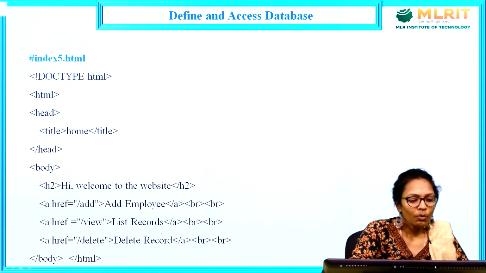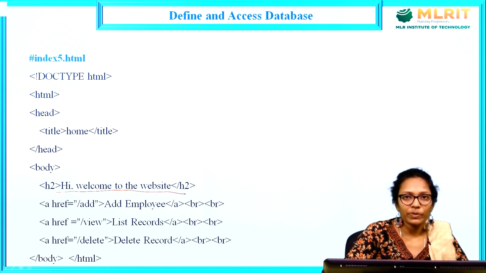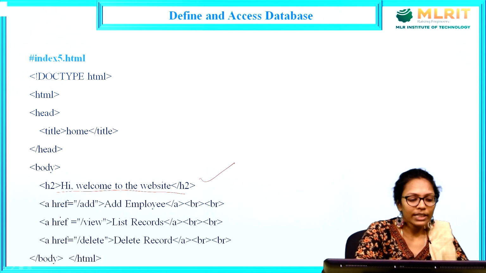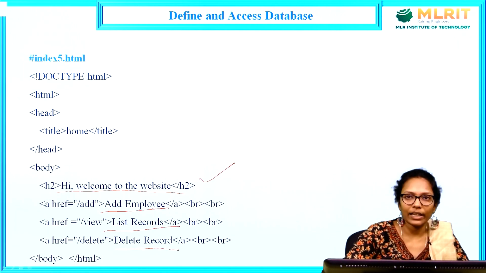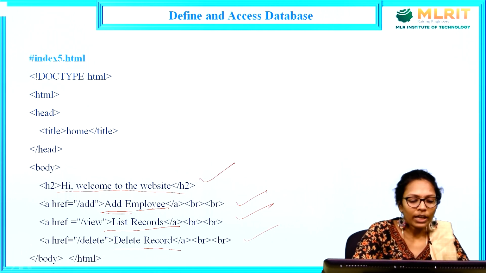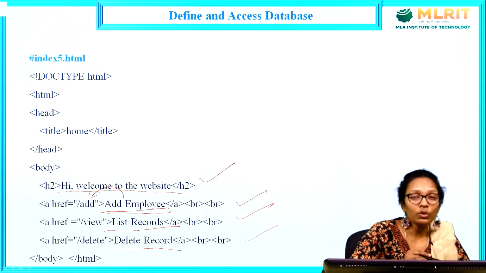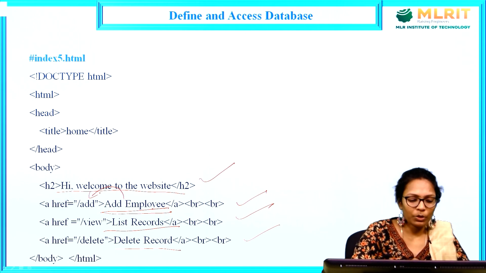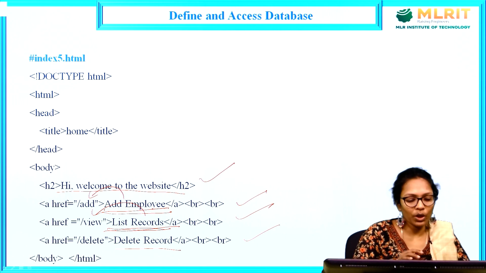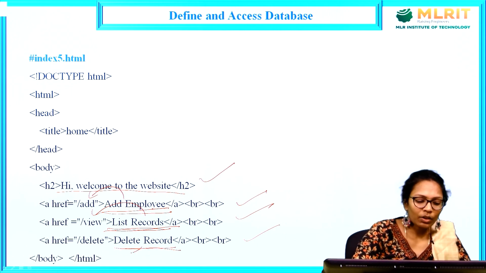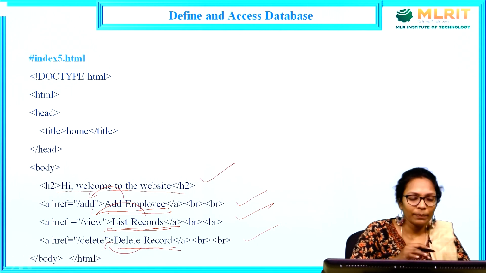So here, we first get, hi, welcome to the website, and after that it is creating 3 hyperlinks for add employees, list records, delete record. So we don't have any option for deleting the table here. We are simply adding the employees, listing the records, deleting the record, right? If you click on add employees, it will go to the /add route URL. If you click on list record, it will go to the /view URL. And if you click on delete record, it will go to the /delete URL, right?